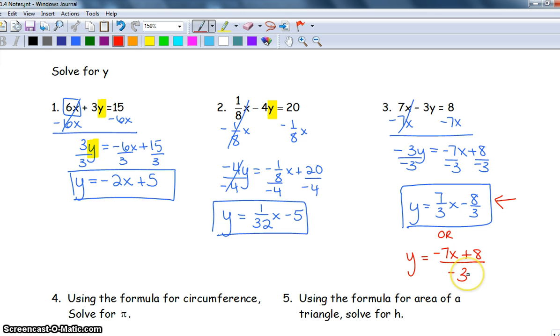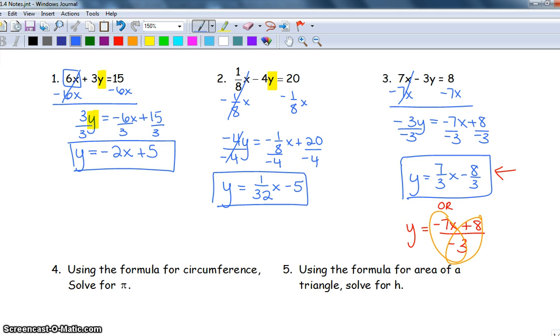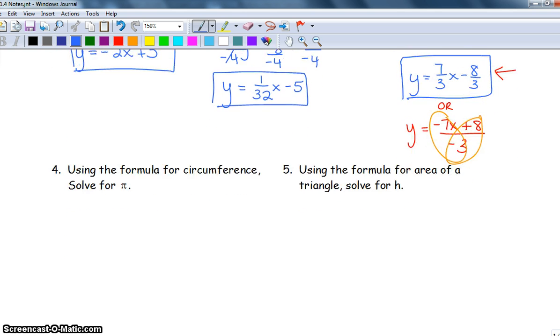Here, the only reason why it's correct is because you can't reduce anything. The 8 and negative 3 don't reduce. With the negative 7 and negative 3, the only thing you could do there is cancel out the negative. So this technically is correct, but I want you to get used to writing it in this form, that way you don't forget to reduce any of your fractions. Alright, so that was graphing, that's linear equations.